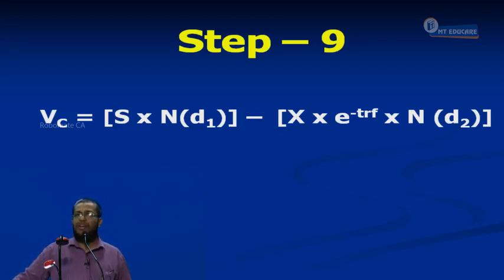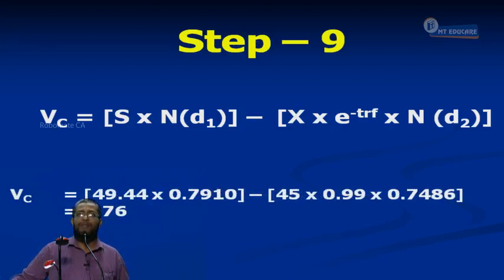Can you substitute the numbers? What is S? 50 rupees. True or false? Why? Because 50 rupees is not the share price. It includes accrued dividend also. So now S is 49.44 into 0.7910. Tell me what is 0.7910?